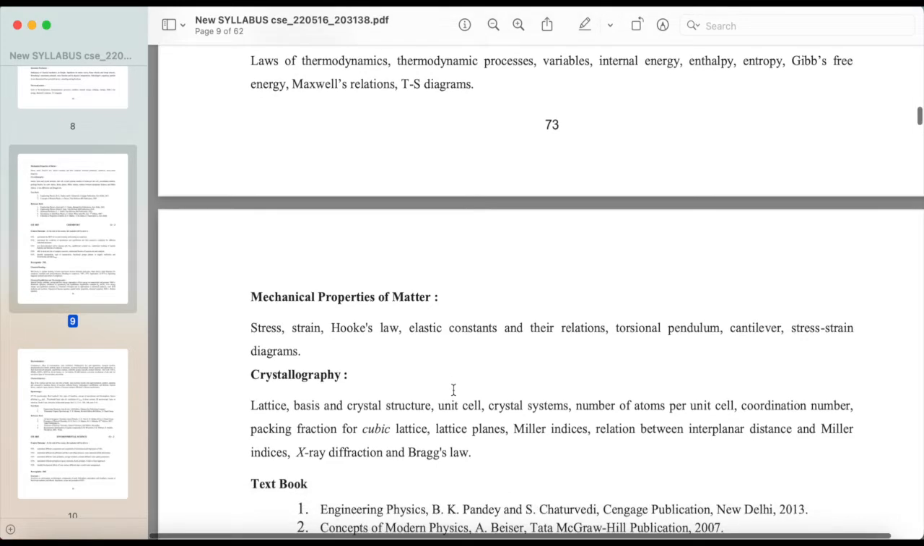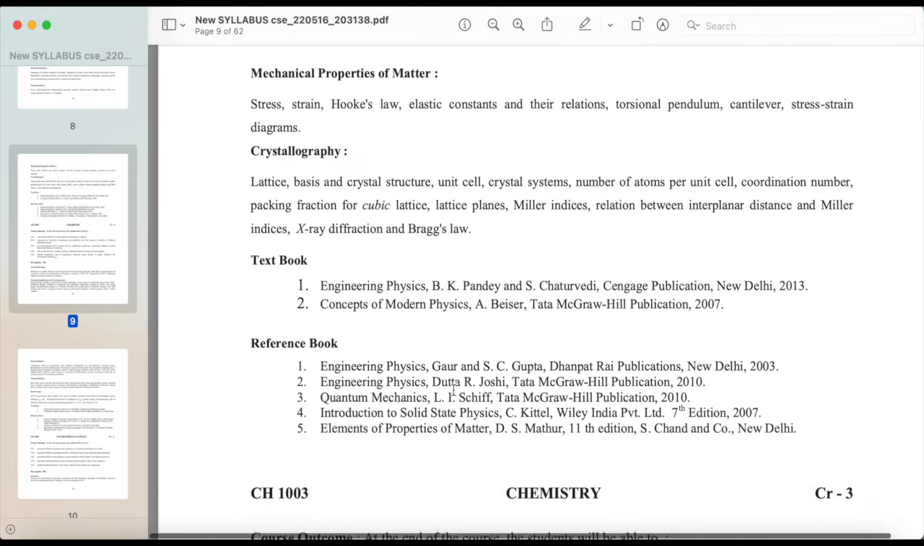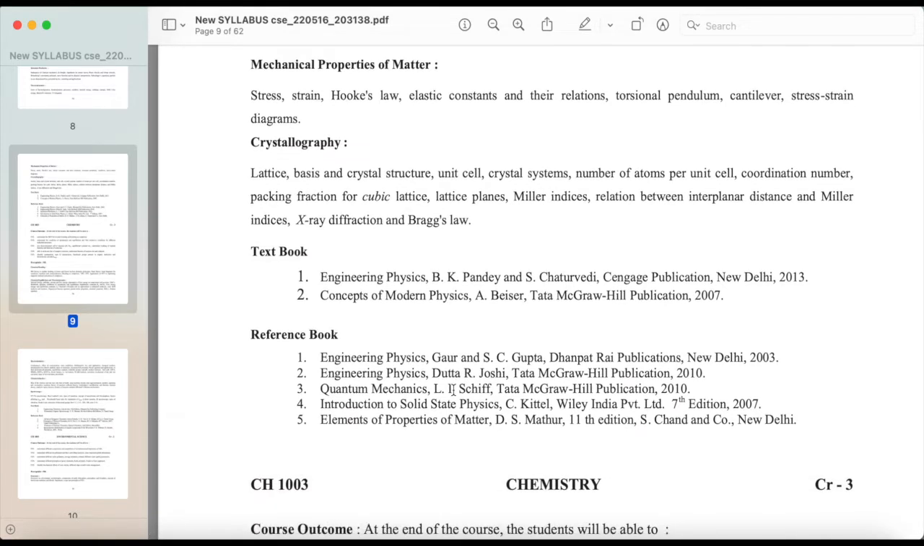Mechanical properties of matter: stress, strain, Hooke's law, elastic constants and their relations, torsional pendulum, cantilever, stress-strain diagrams. Crystallography: lattice, basis and crystal structure, unit cell, crystal systems, number of atoms per unit cell, coordination number, packing fraction for cubic lattice, lattice planes, Miller indices, relation between interplanar distance and Miller indices, X-ray diffraction and Bragg's law.